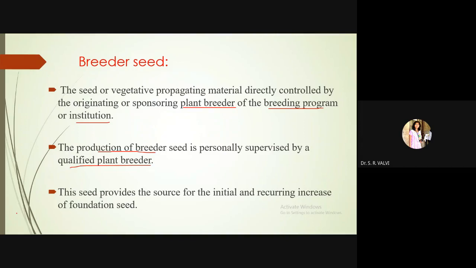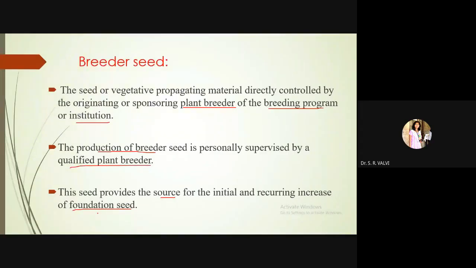Next, this seed provides the source for the initial and recurring increase of foundation seed. Yes, because from breeder seed, which further seed is going to be raised? From breeder seed, your foundation seed is going to come, right? So breeder seed acts as the source for foundation seed. You have to remember that, because you must have the quantity of breeder seed with you so that foundation seed can be raised from it.